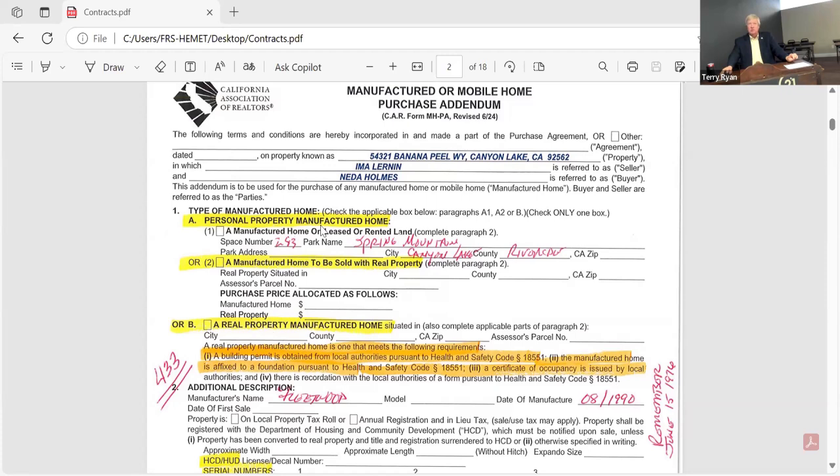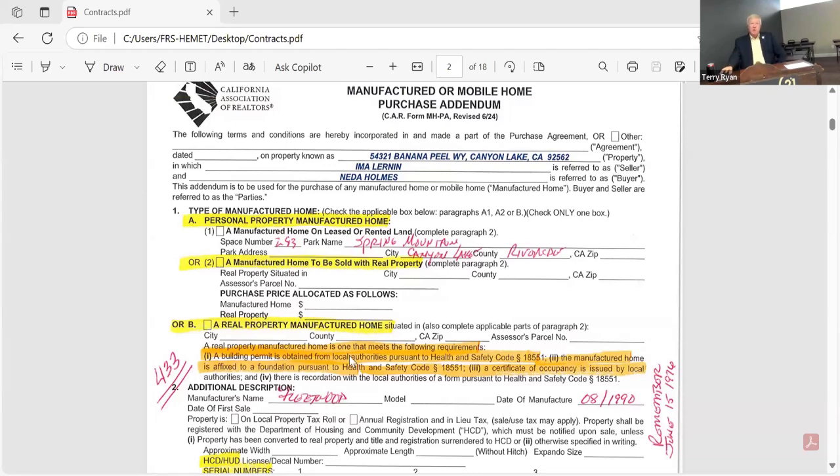See, now here we have a personal property manufactured home. That's the one with space rent. Here we have a manufactured home to be sold with real property. And here we have a real property manufactured home, which means that the manufactured home was brought in and put on a permanent foundation. So it's not movable, so it collateralizes better for a lender.